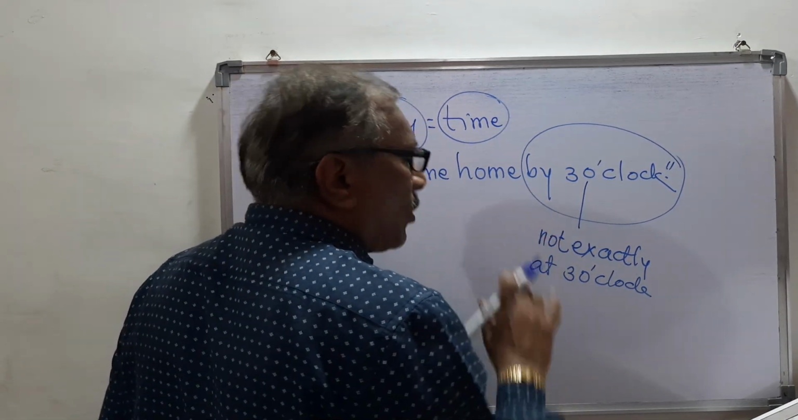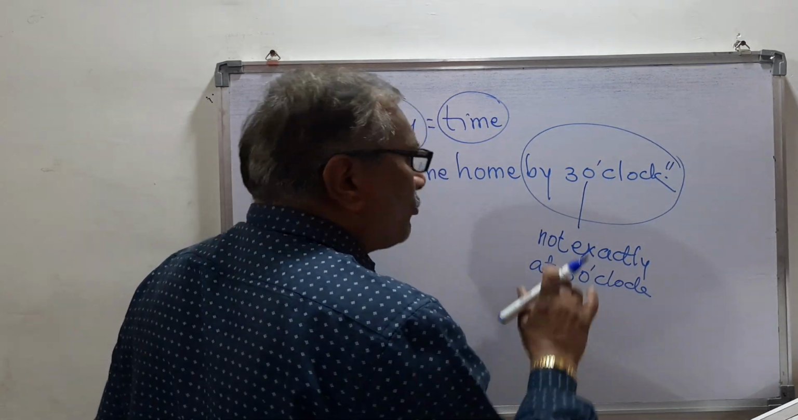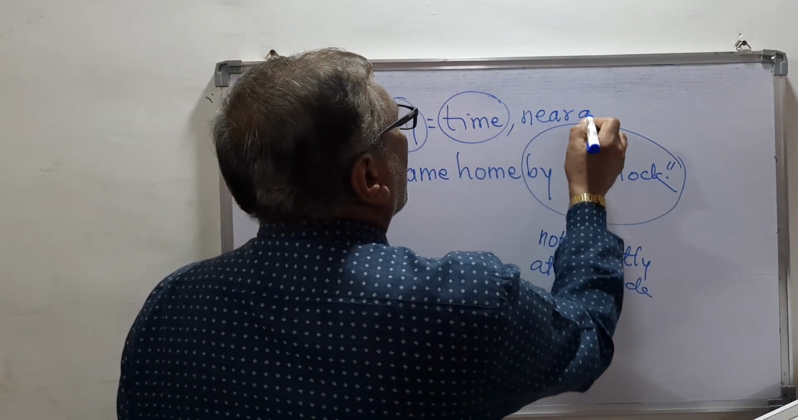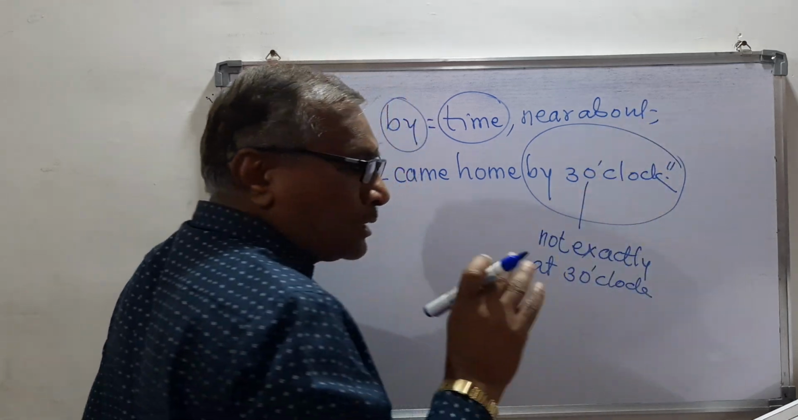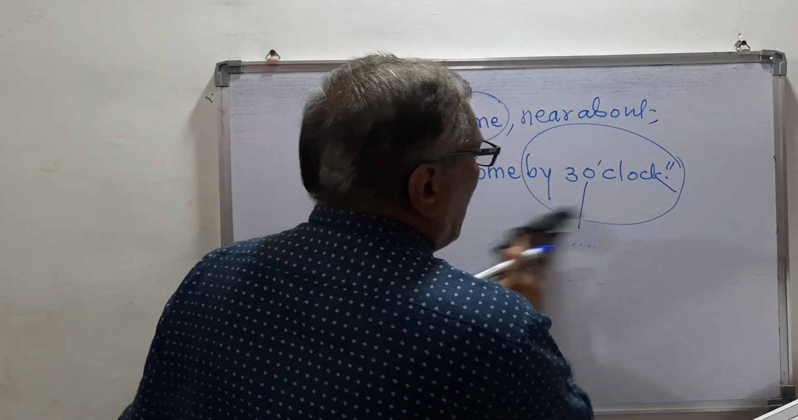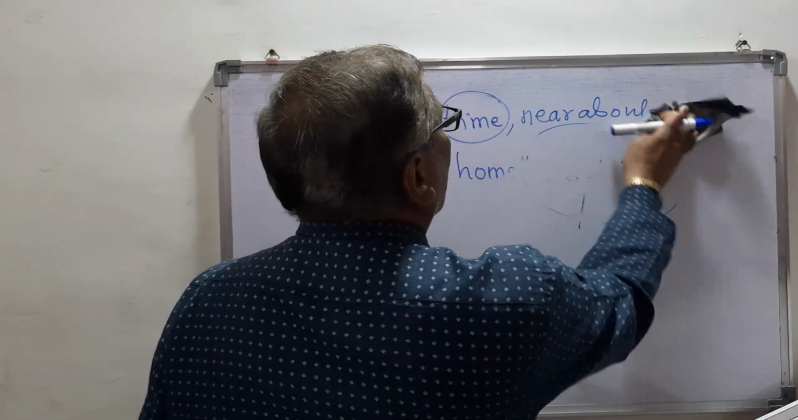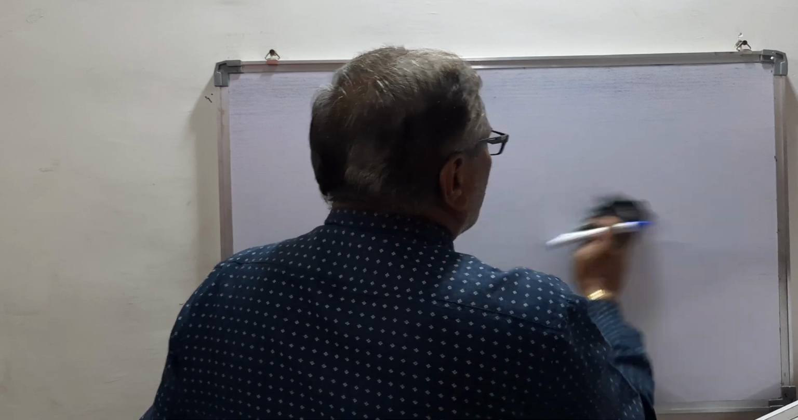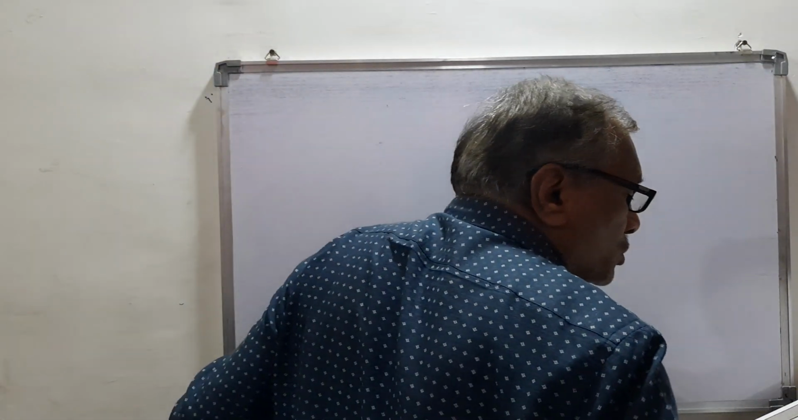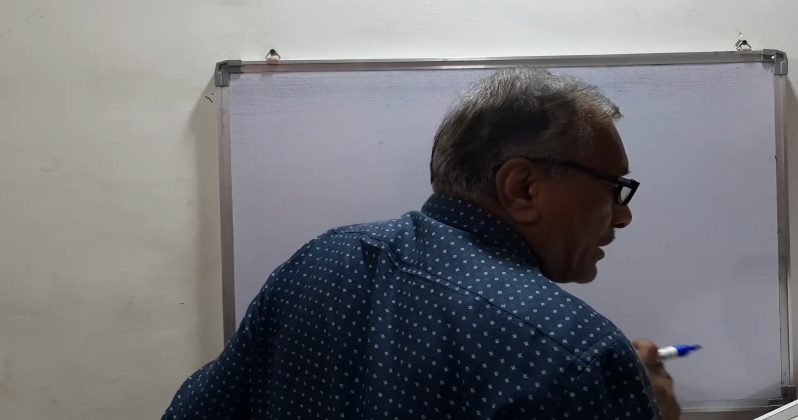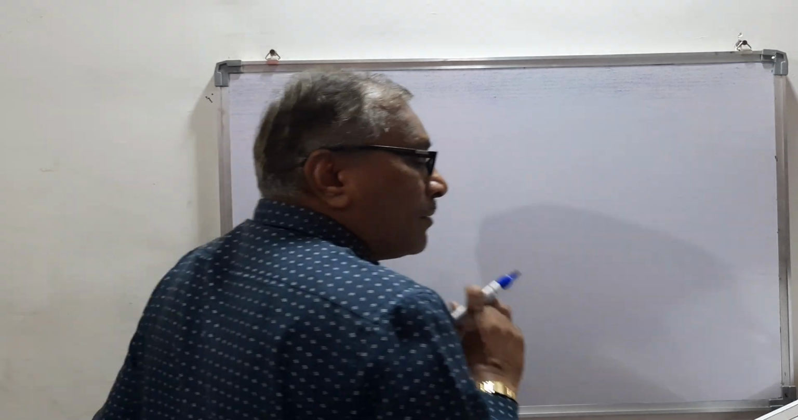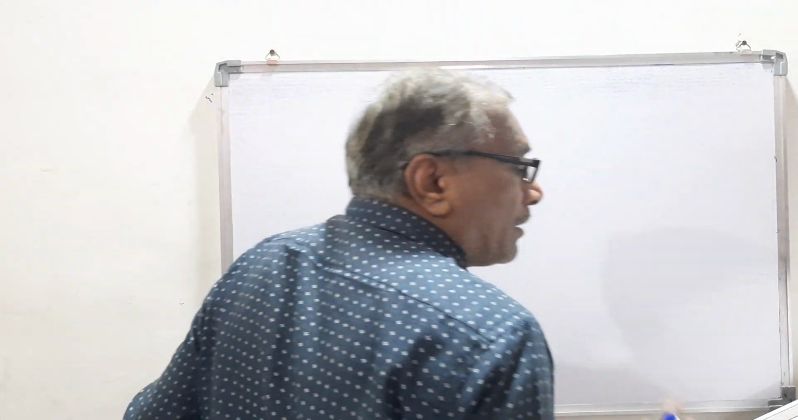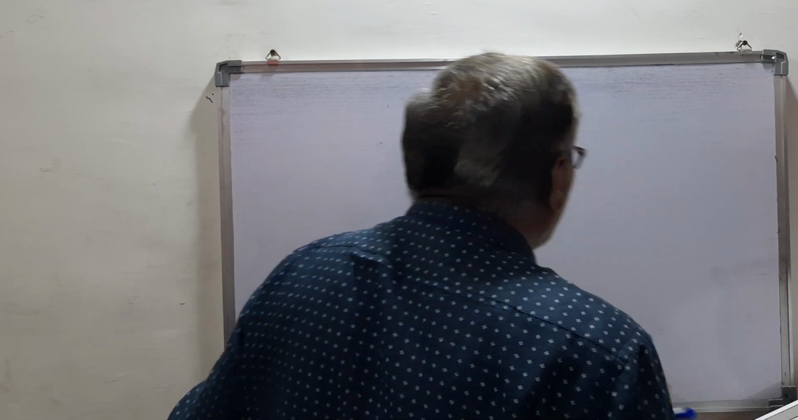Not exactly at 3 o'clock, but around, near about 3 o'clock he came. So by means near about. By means not exactly, that is the meaning, and we have seen this example here. So by means not exactly but near about, that is the meaning of by. It means around or near about.